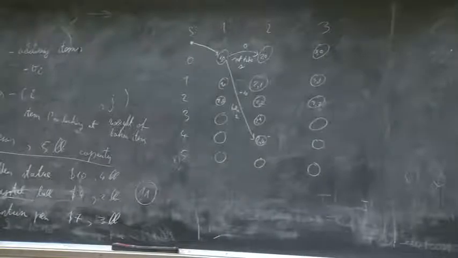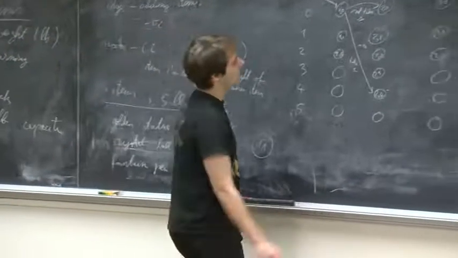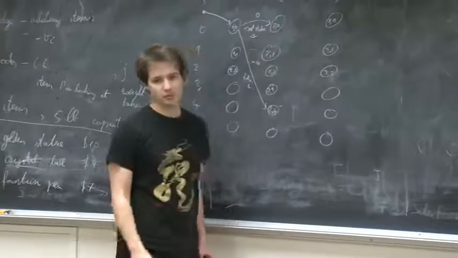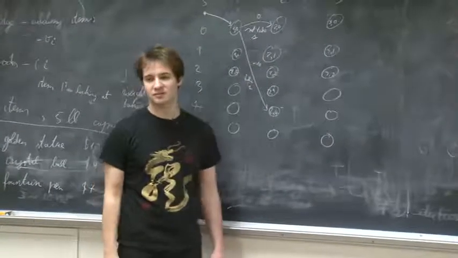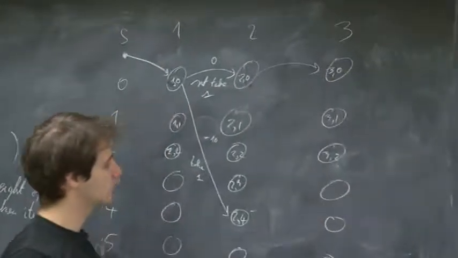Okay, everyone on the same page? All right, so I'm at item 2. I have 0 pounds in my backpack. What are my outgoing edges? 3, 0, and 3, 2.